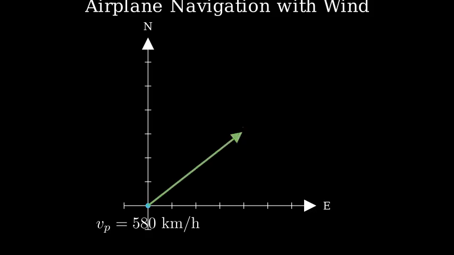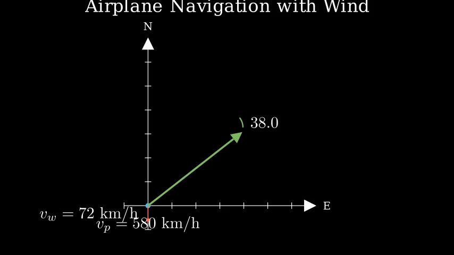The plane needs to fly in a straight path that's 38 degrees north of east. However, there's a steady wind of 72 kilometers per hour blowing from the north. Our task is to determine in what direction the plane should head to maintain its intended path.